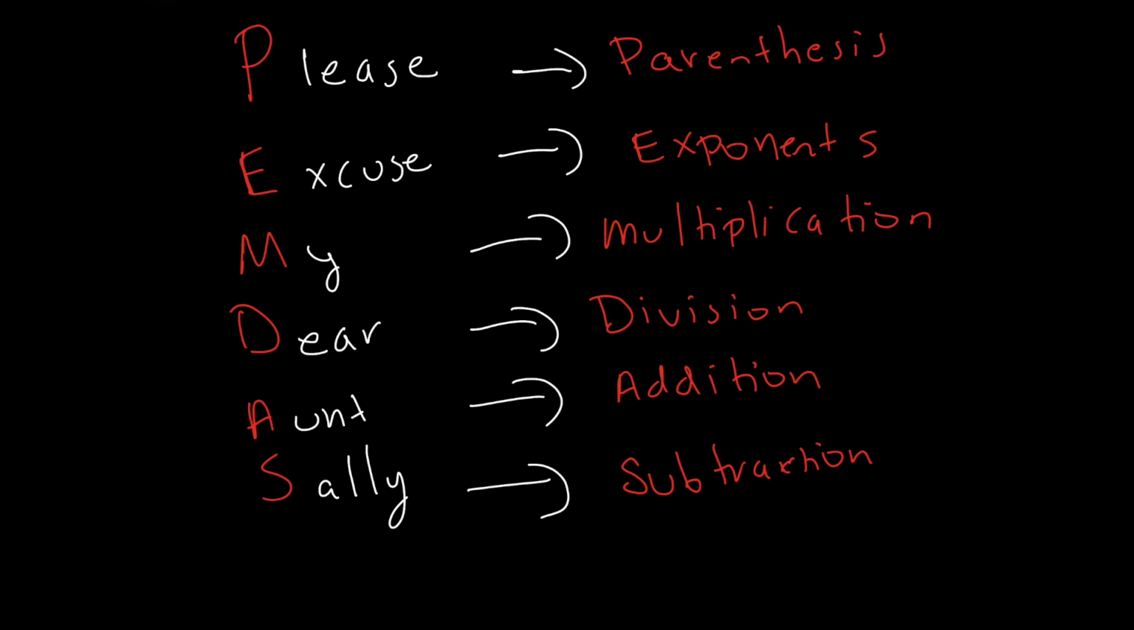An easy way to memorize the order of operations is to memorize the phrase, "Please excuse my dear Aunt Sally." The first letter of each word corresponds to parentheses, exponent, multiplication, division, addition, and subtraction. Or if you want, you can make up any phrase that would help you to memorize the order of operations.